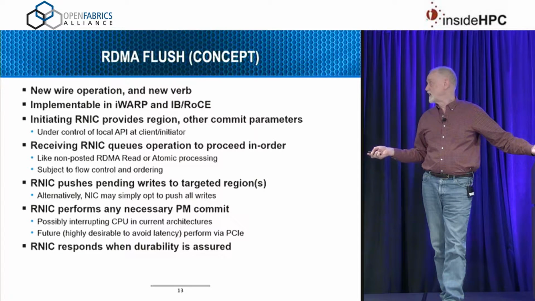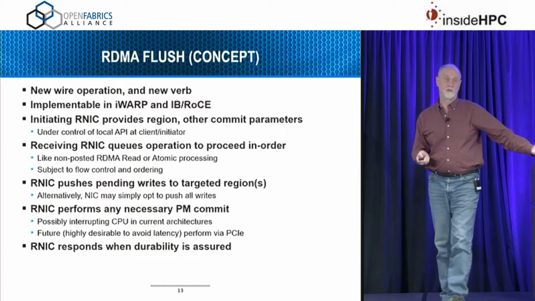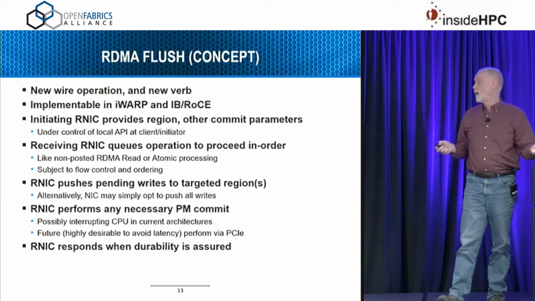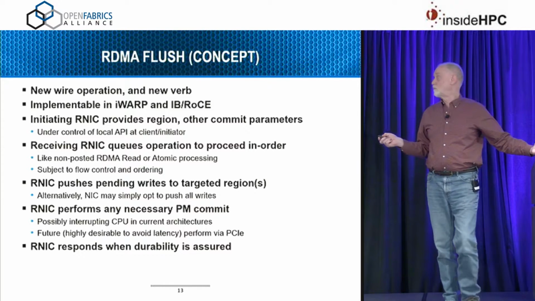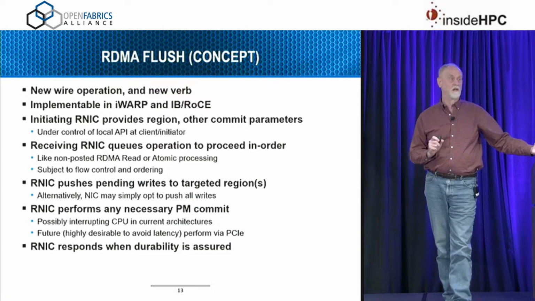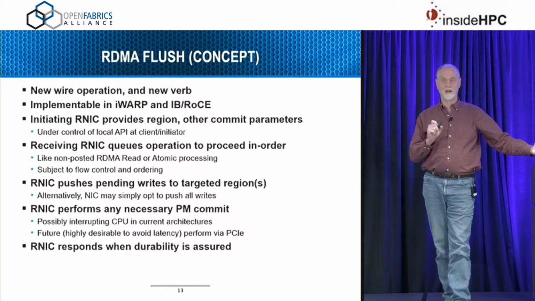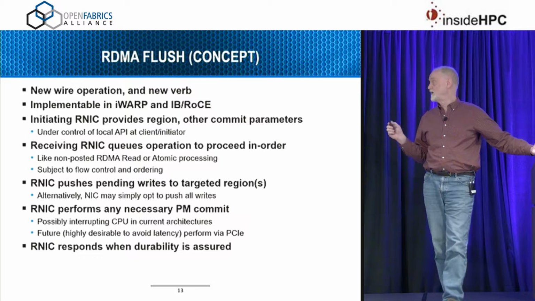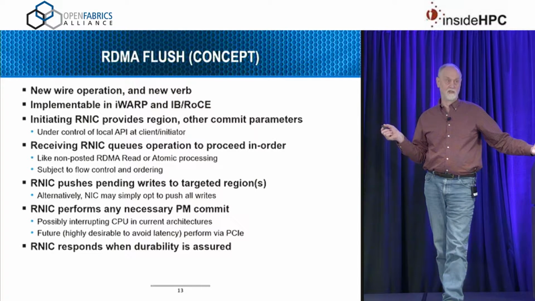This is mostly as I said, but basically the receiving RNIC queues the operation and proceeds in order. That's really, really important. The push of pending writes to targeted regions, that's a platform-specific thing. There's currently no flush on the PCI bus message protocol. So there may be some issues with implementing this on some platforms.